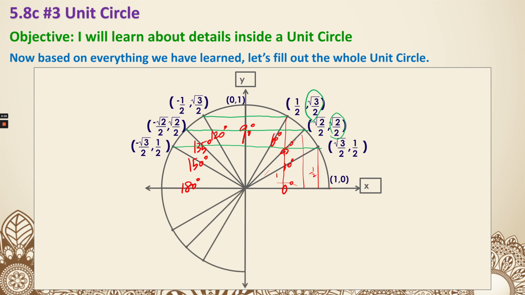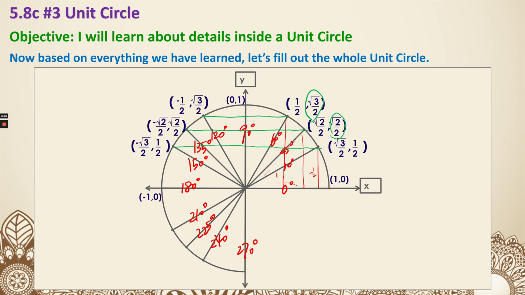Moving into the third quadrant. 180 degrees plus 30 degrees is going to be 210 degrees. 180 degrees plus 45 is going to be 225 degrees. And then we have 240 degrees. And the end of the third quadrant is going to be 270 degrees. And for 180, that is going to be negative 1, 0.